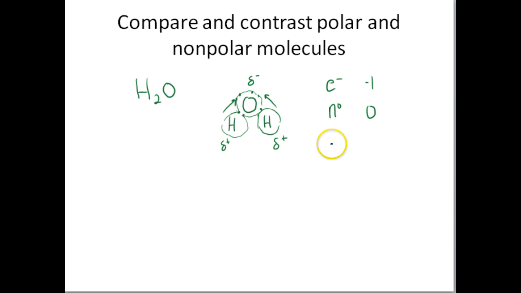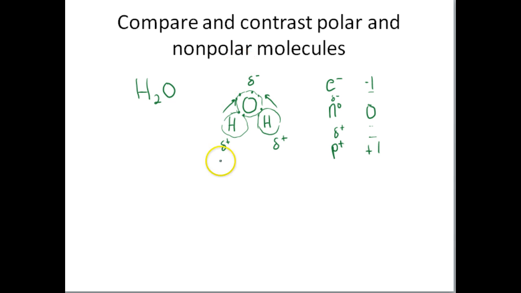So the proton would have a +1 charge, and so the partial positive charge would be somewhere in between, somewhere between 0 and 1. And likewise with the partial negative charge, somewhere between -1 and 0. So it's not a full charge, but it still exists.